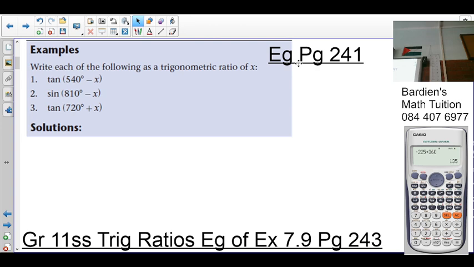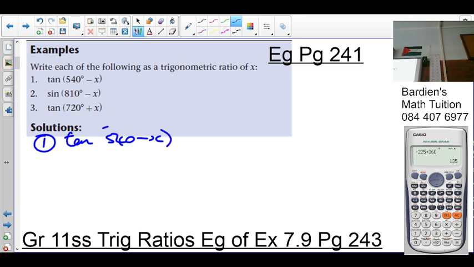So now we say write each of the following as a trigonometric ratio of x. Number 1, we got tan of 540 minus x. As you can see, 540 is over 360 degrees, not so? So what do we do? Subtract 360. What is 540 minus 360? 180 minus x. Remember what we said yesterday? If you add or subtract 360, it doesn't change the value. So that now looks very familiar to us, not so? So we can apply the reduction formula.